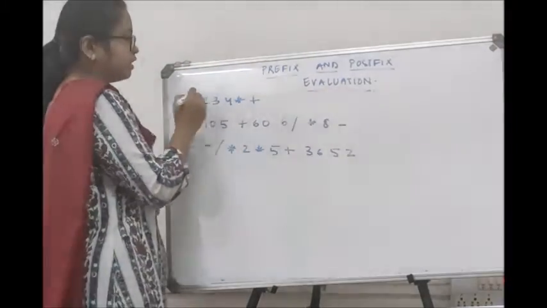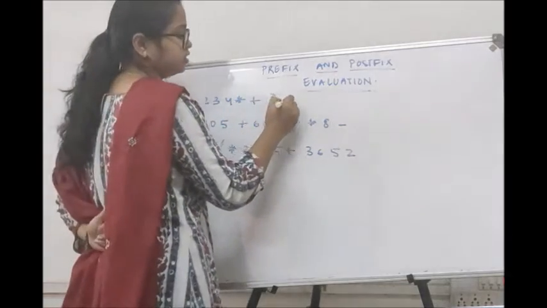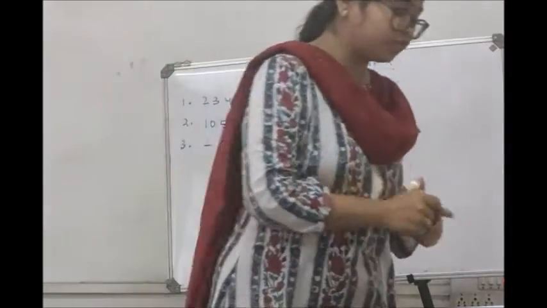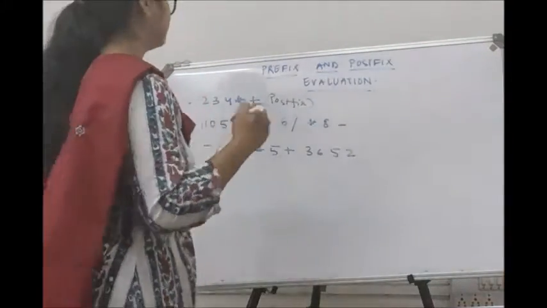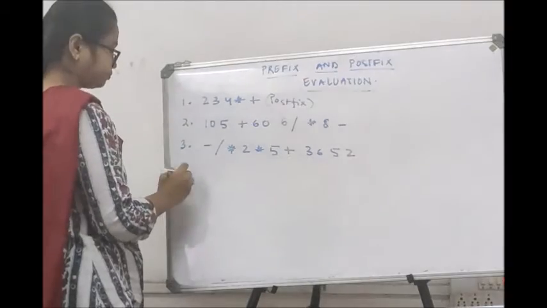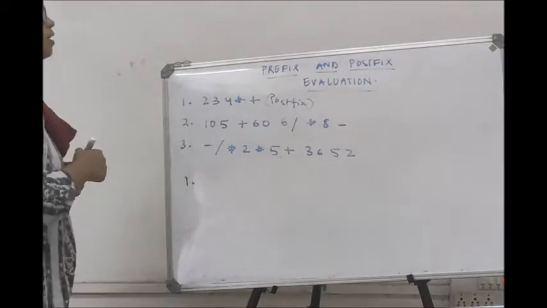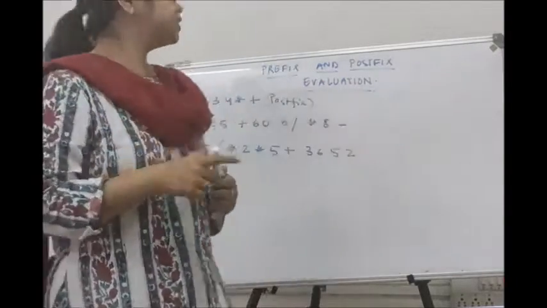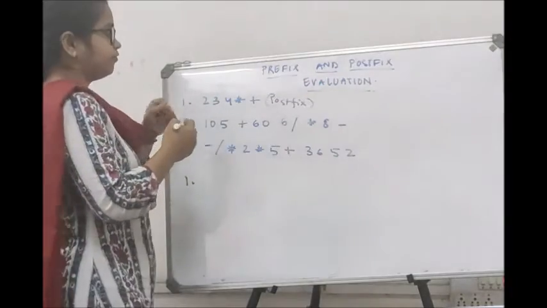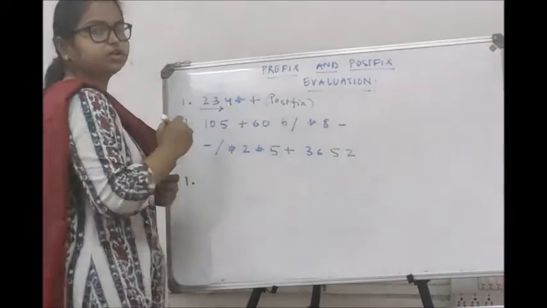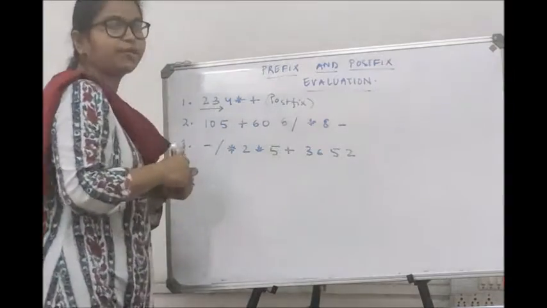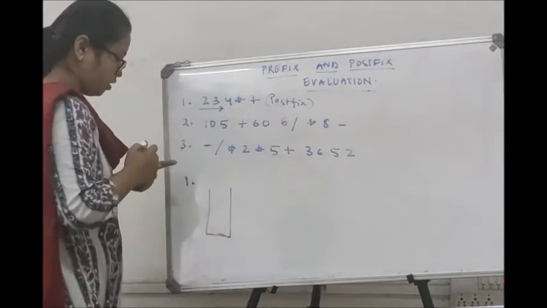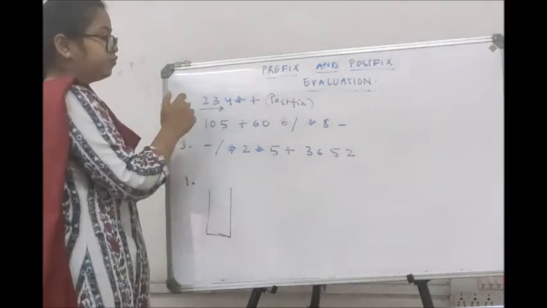Given this is a postfix operation, how to evaluate it? What is the result of it using a stack? We will see. Taking the first expression, let's see how it works. First of all, remember when it's a postfix, we always evaluate from left to right. So first of all, we have to take a stack.